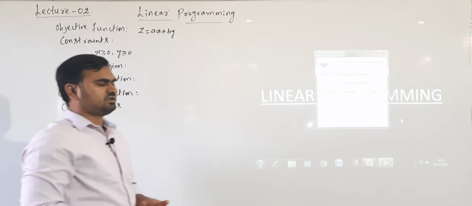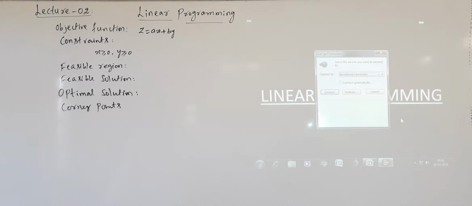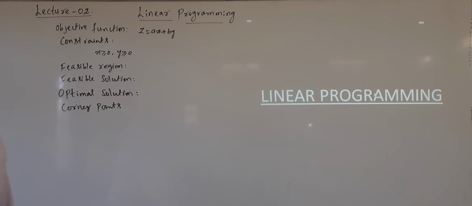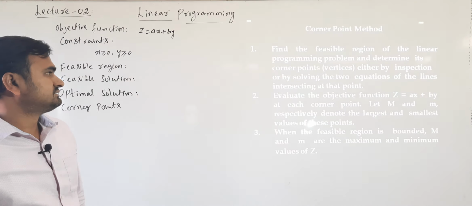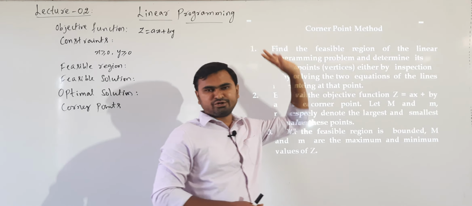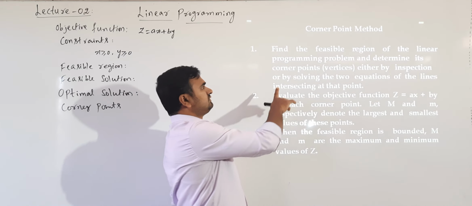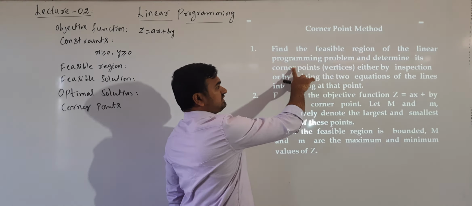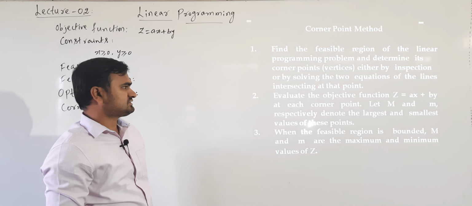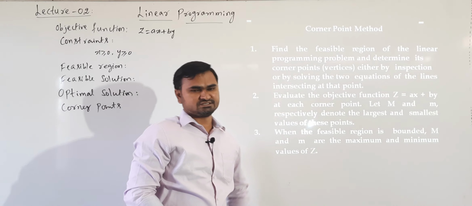Next, the working method also we have seen. What is the working method to solve a linear programming problem? By using the corner point theorem or corner point method. So what is the first step? Find the feasible region of the linear programming problem and determine its corner points, either by inspection or by solving the equations of lines where the points are intersecting.